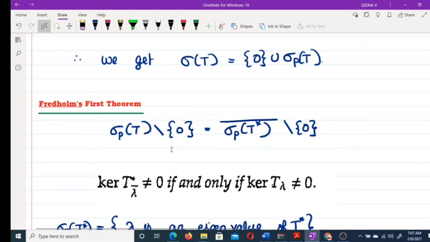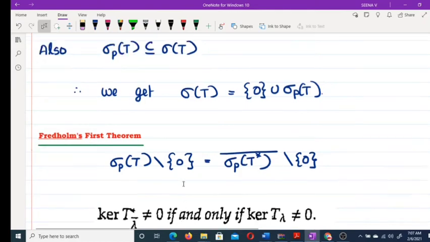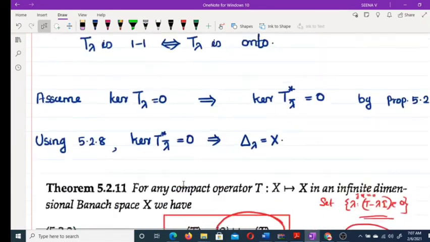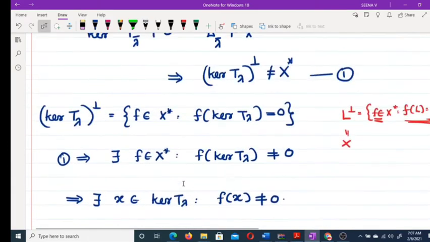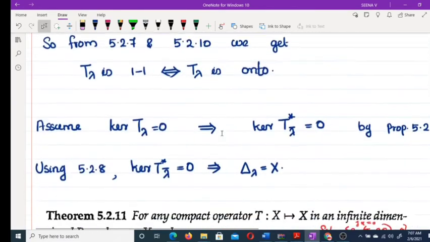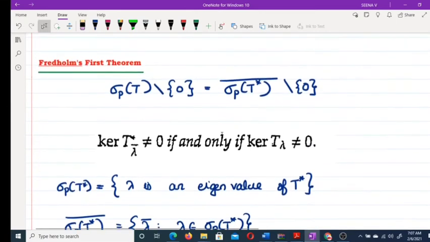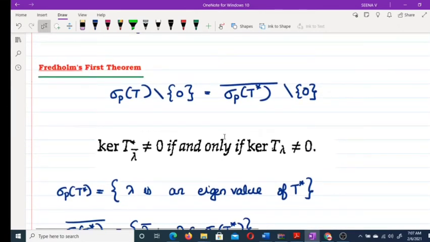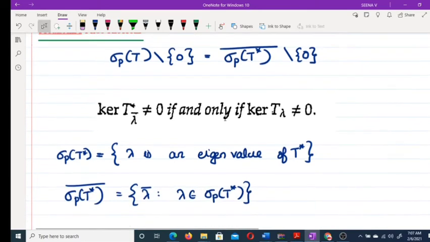Now moving to the next, Fredholm's first theorem. What is Fredholm's first theorem? Fredholm's first theorem is actually our proposition 5.2.9, and this says that sigma_p(T) minus the set {0} is equal to the conjugate of sigma_p(T star) minus the set {0}.